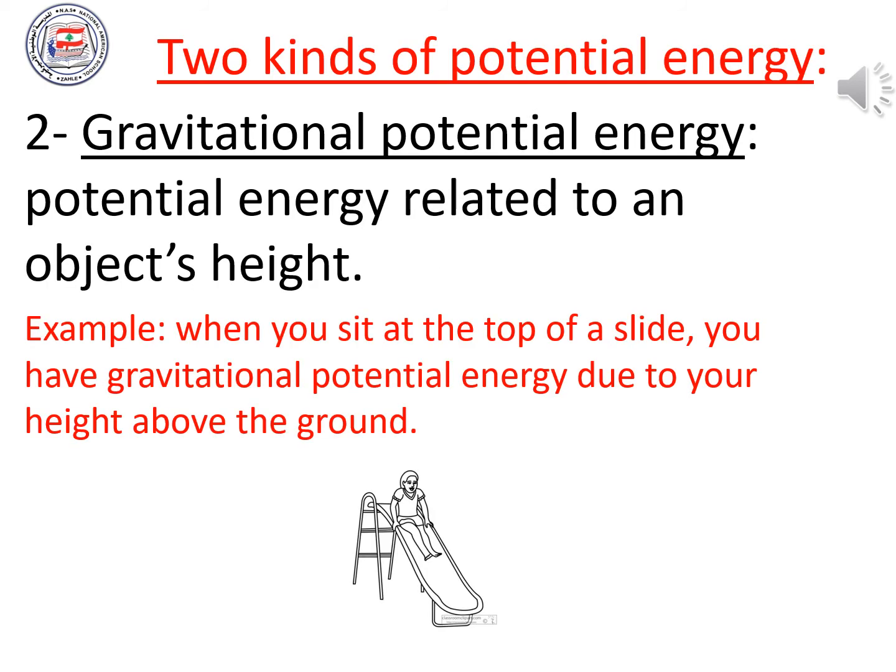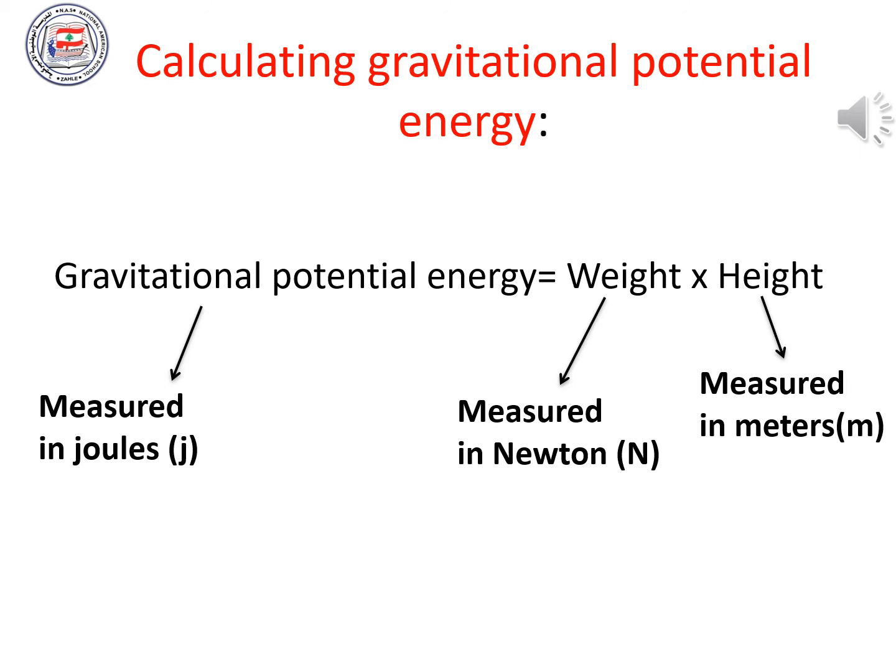The second kind of potential energy is called gravitational potential energy. It is the potential energy related to an object's height. For example, when you sit at the top of a slide, like in the figure you see in front of you, you have gravitational potential energy due to your height above the ground. In order to calculate gravitational potential energy, we use the equation shown in front of you. Gravitational potential energy is equal to weight times height. Energy is measured in joules, weight is measured in newtons, and height is measured in meters.